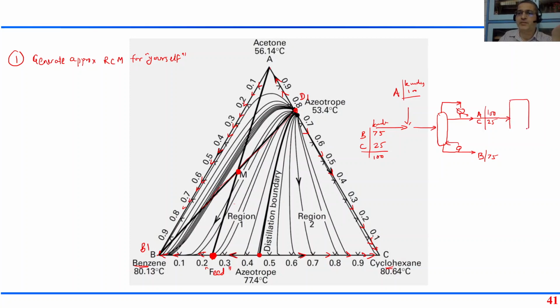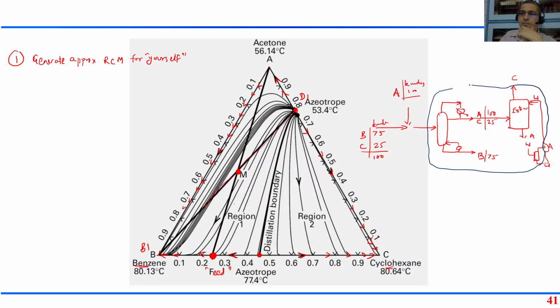So if I send it to an extraction column, of course extraction is the next part of our course, I put water, I will get water and acetone at the bottom extracted out, and I will get cyclohexane essentially pure. And then the water and acetone I can distill out, I will get acetone at the top, I will get water at the bottom, I will recycle this water. So if you look at the plant, the whole plant will consist of two distillation columns and one liquid extraction column.